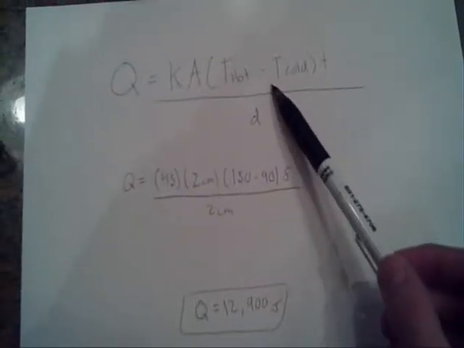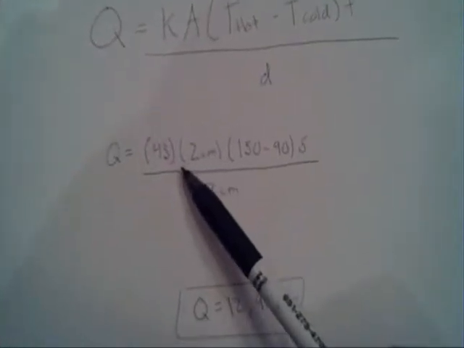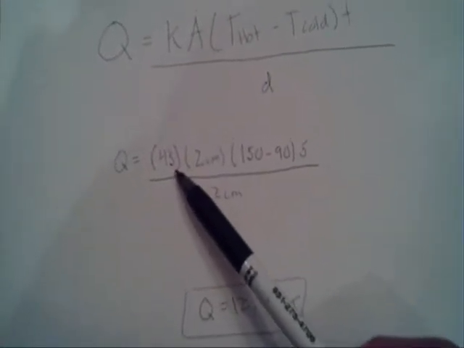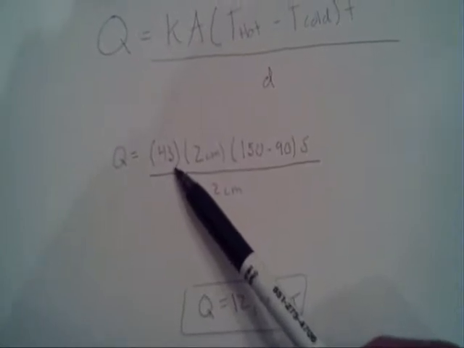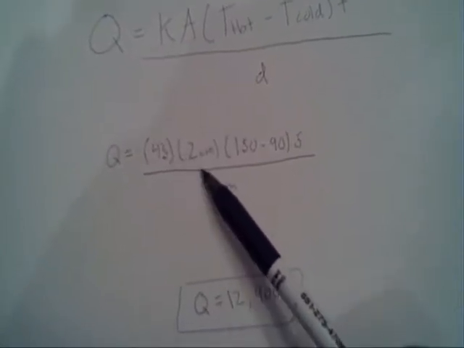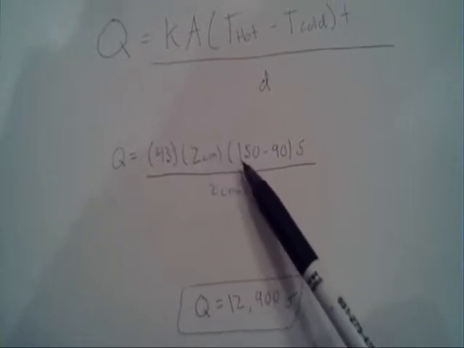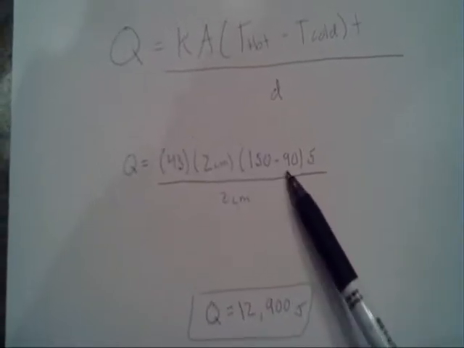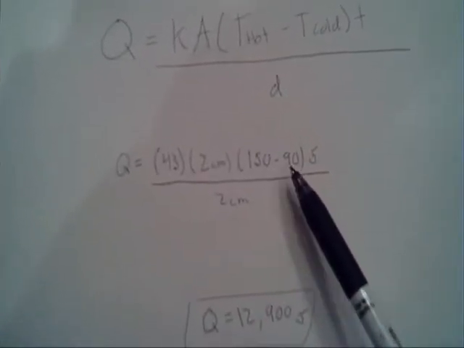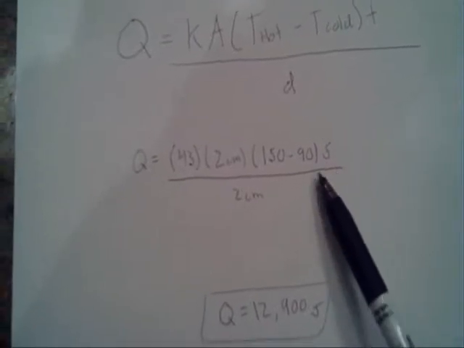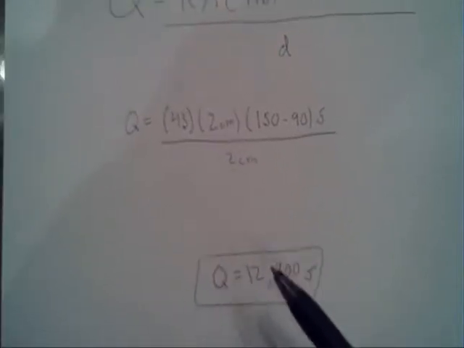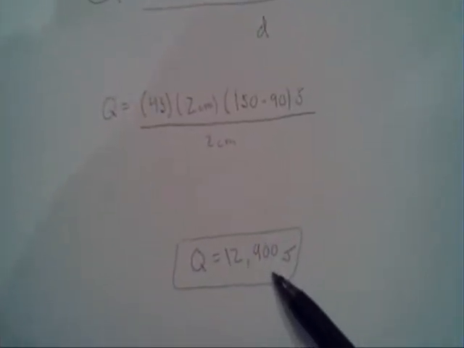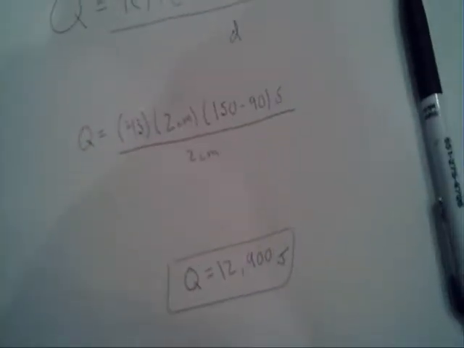Starting with the equation, plugging in the numbers: the thermal conductivity of steel is 43. The cross-sectional area is 2 centimeters. The hotter temperature is 150 minus the lower temperature of 90, times 5 seconds, how long it took, all over how thick the material was, which was 2 centimeters. You end up with 12,900 joules.